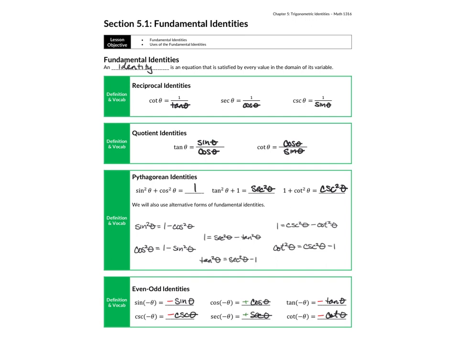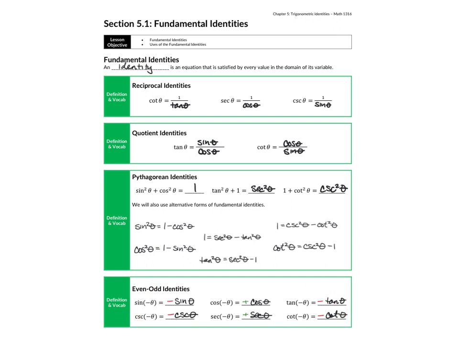But just as an overview, we have all of the reciprocal identities, the quotient identities, and our Pythagorean identities. I've also written down all of the alternative forms of the fundamental identities, so just rearranging these equations so that you have them listed on your formula chart. These will come in handy to recognize variations of these Pythagorean identities. And then we have our even-odd identities, which is the only thing we haven't seen before from this page.